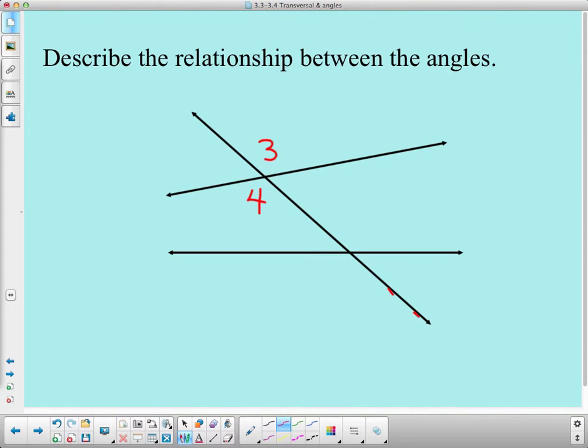Some of you were giving me alternate something. I would agree that they are on different sides of the transversal, but angle 3 is an exterior angle and 4 is an interior angle. So it really was none of the pairs that I had up there. Okay, let's go with 3 here and a 4 here.